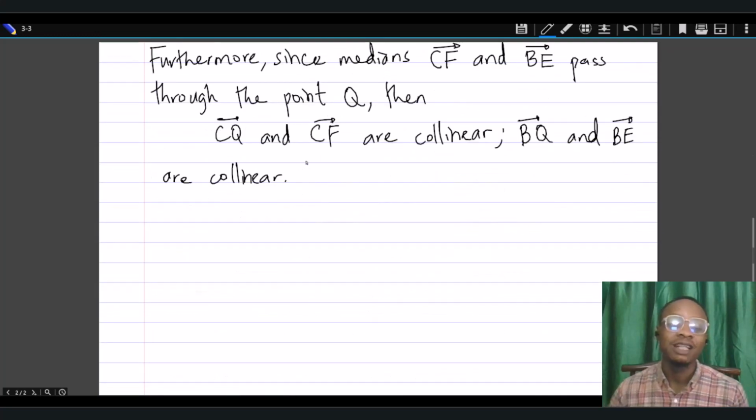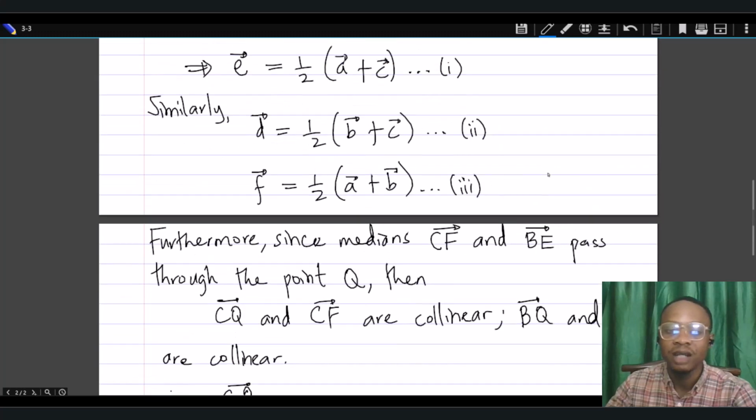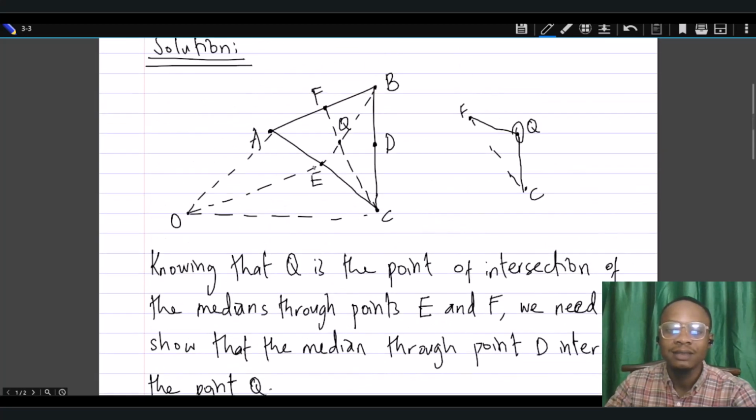Now we should remember that for collinear vectors, it simply means that we can write one of them as a multiple of the other, because the only difference will be in their length. They will have the same direction. So because of that, we can write one as a multiple of the other. Because of these statements, we can now write that therefore CQ can be written as a multiple of CF.